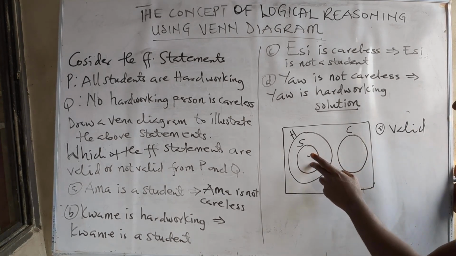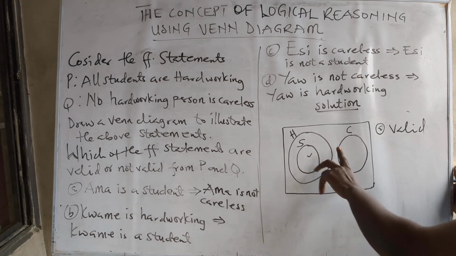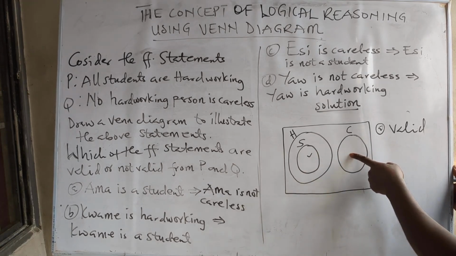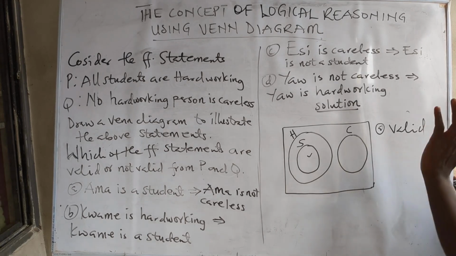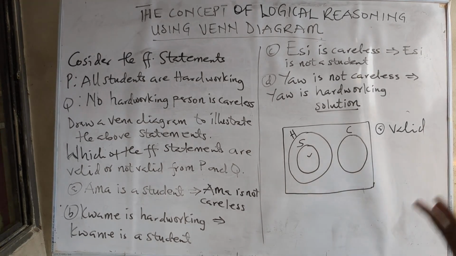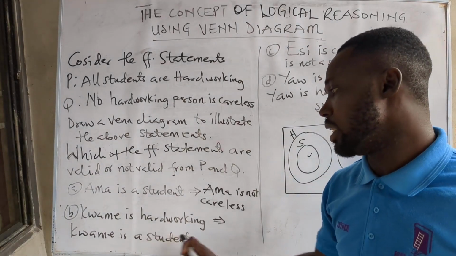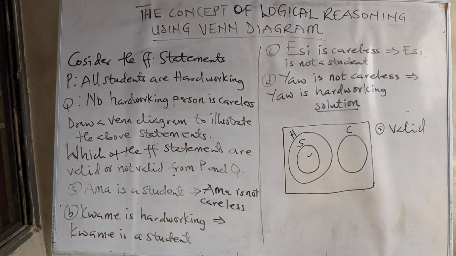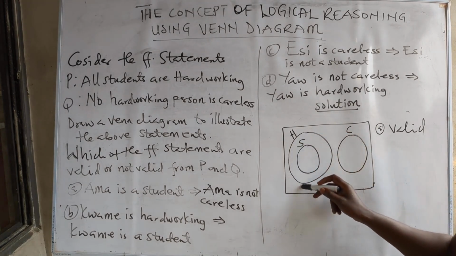If Amma is a student, it implies Amma is not careless. Those who are careless are here. So Amma is not here. It is true. Okay. B. Kofi is hardworking. It implies Kofi is a student. Kofi is hardworking. Hardworking people are here.